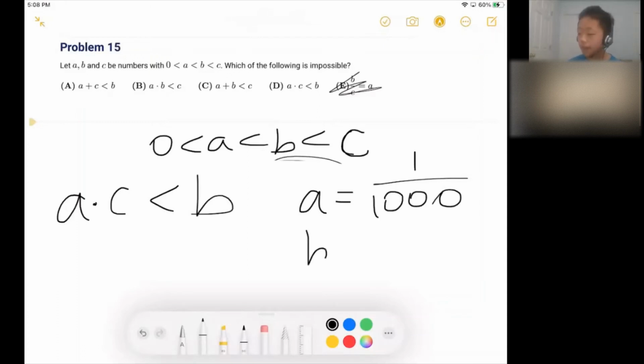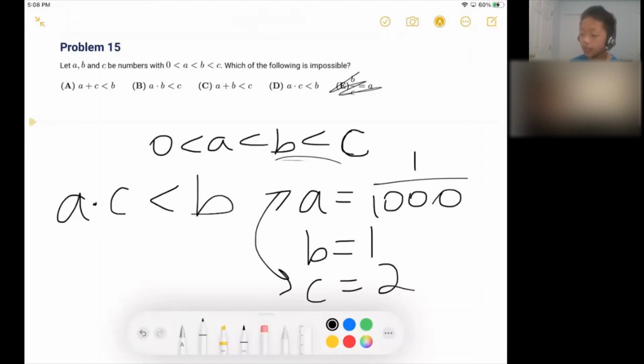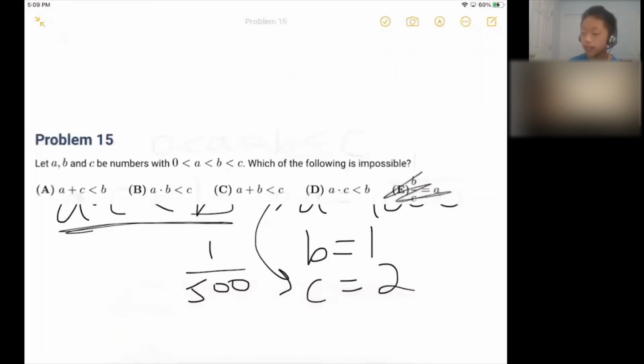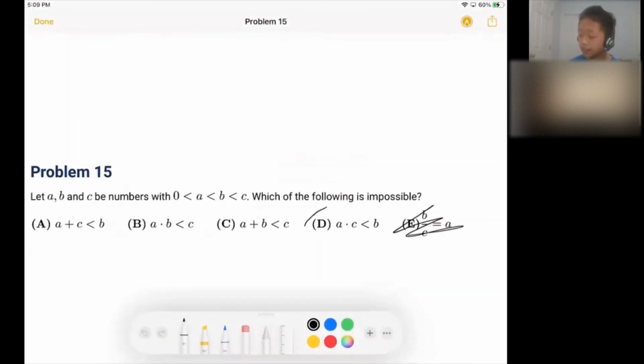Then it doesn't really matter, if I make B equal 1 and C equal 2, this satisfies all the conditions, 0 less than A less than B less than C. But A times C would be a very small number, like 1 over 500, which is clearly less than B, which is equal to 1. So A times C is less than B. That's also possible. So we can also cross out choice D.